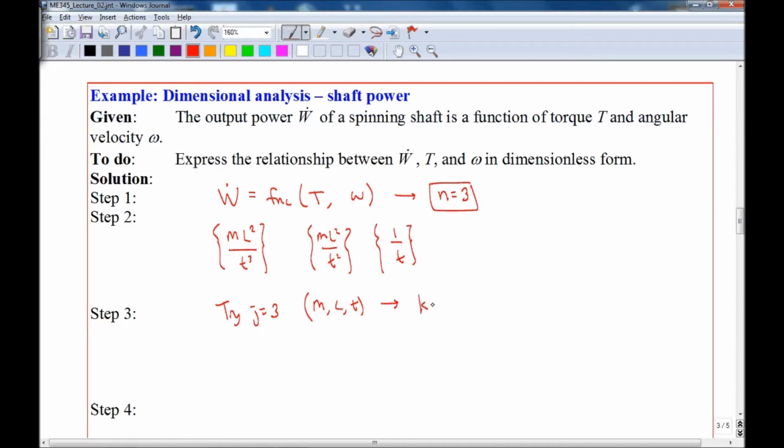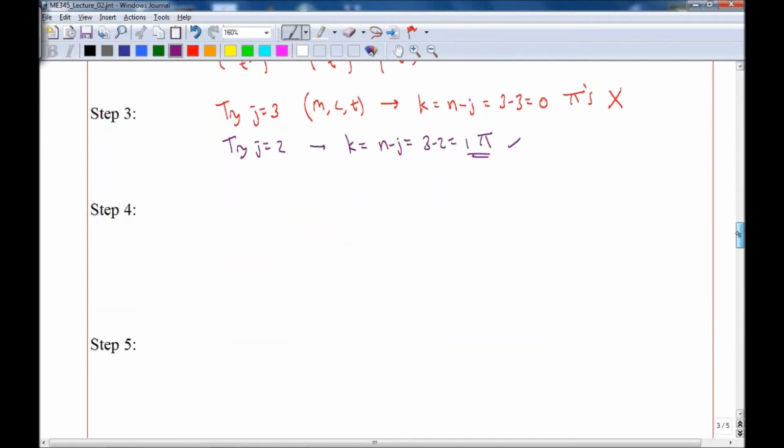Step 3, we predict that we will have n minus j equal 3 minus 3 equals 0 pi's, or non-dimensional parameters. Now clearly that's not possible. We can't have 0 pi's. So in cases like that, we start over and instead we try j equal 1 less than what we had, 2, and now we expect n minus j equal 3 minus 2 equal 1 pi. And that's probably going to work for us.